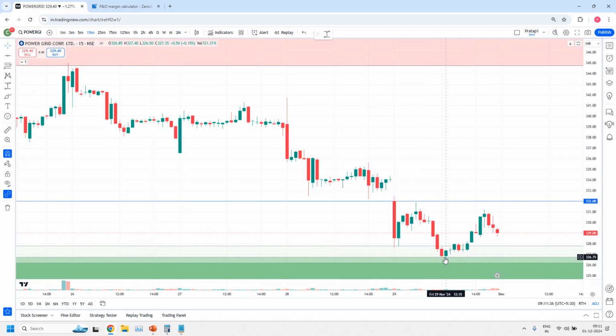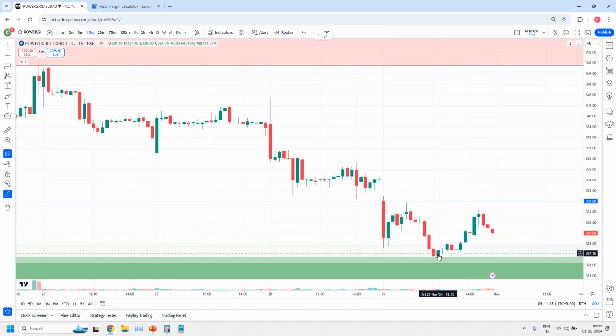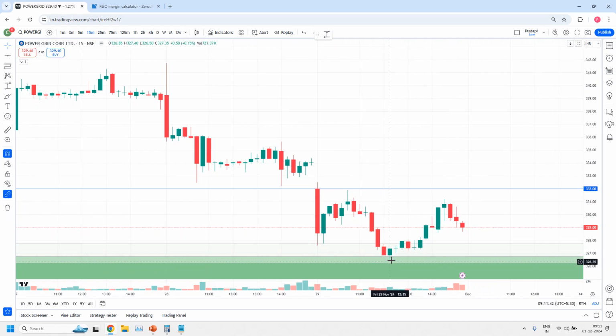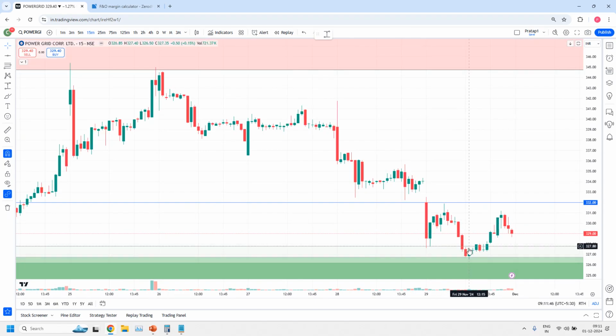The 15 minutes level, it actually gave you a trade on Friday from this zone. With a small entry buffer, your trade would have been executed because prices entered into the 15 minute zone.